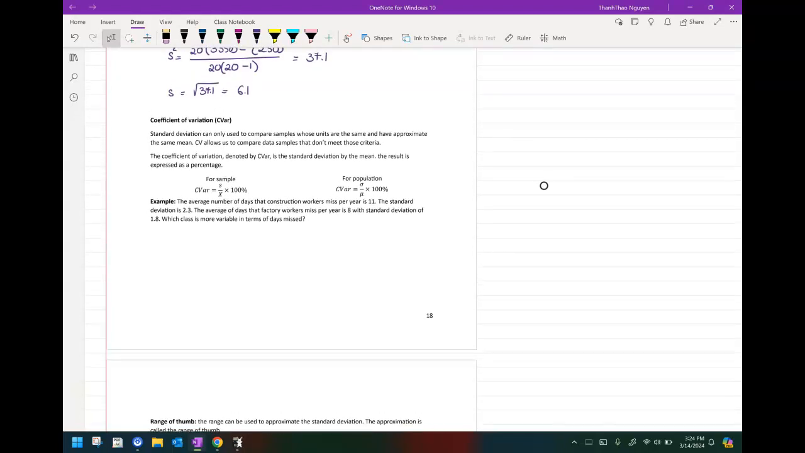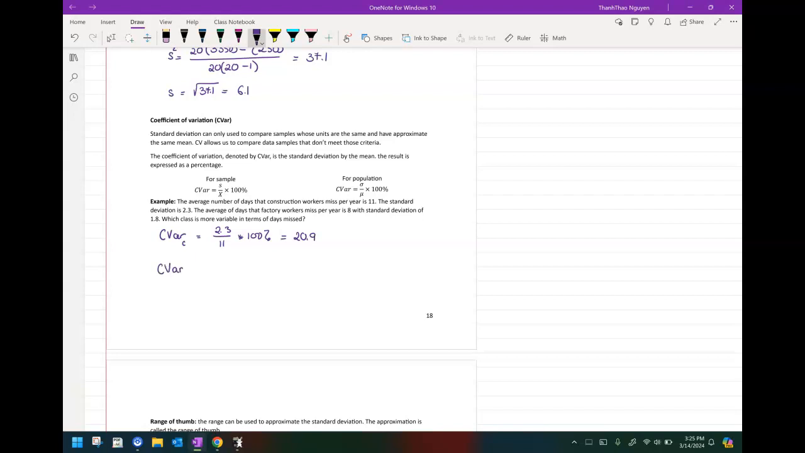Okay, so let's calculate C var for construction workers. That equals the standard deviation divided by the average, multiplied by 100%, and that is 20.9.